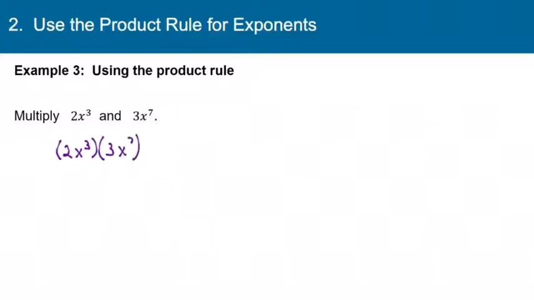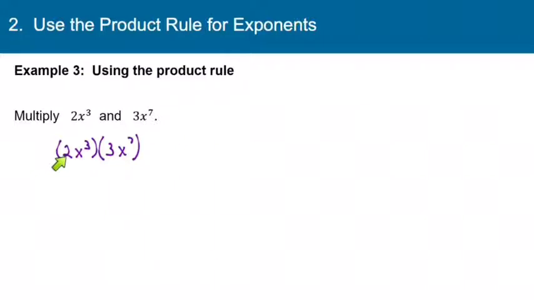So first I'll just write it in a multiplication form. And you know, we could use the commutative property and the associative property to rearrange these things. We could group the 2 and the 3 together, and we could group all the x's together. But I don't think we actually have to write that down for you to see that that's possible.